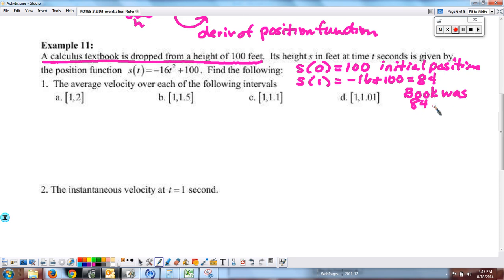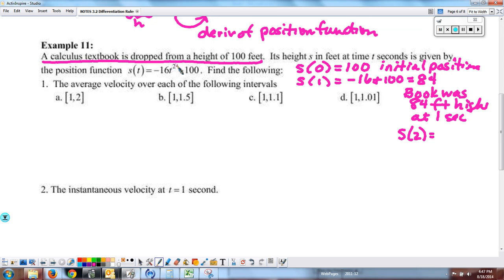was 84 feet high at 1 second. So in that first second, it fell 16 feet, okay? It started at 100, and then 1 second later, it had fallen to 84 feet. If I wanted to, I could calculate S of 2. I'll go ahead and do that right here while I'm at it.